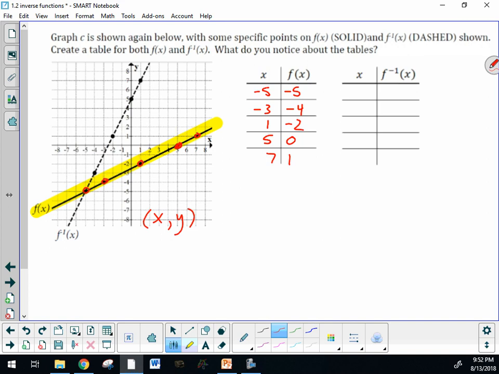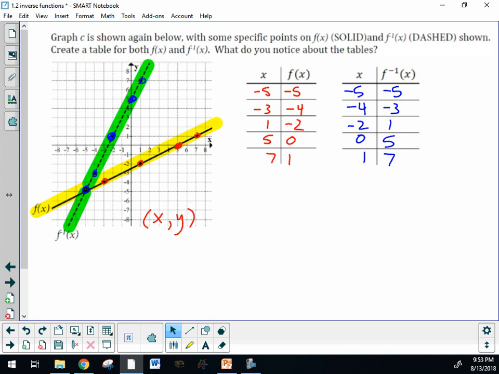And now if we do that same thing with the inverse, here's the inverse. We want to list those 5 points. We'll start here. So we have -5, -5. The next point is -4, -3. The next point is -2, 1. That's right here. And then we have 0, 5, over 0, up 5. And the last one would be 1, 7. So that's a table of the inverse.